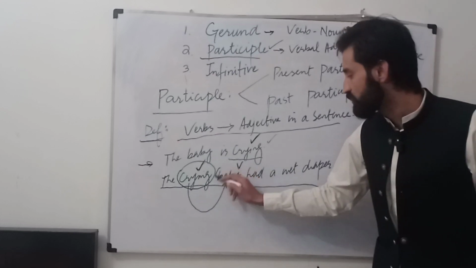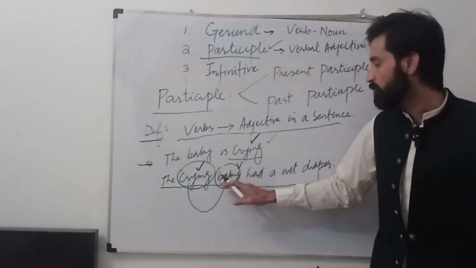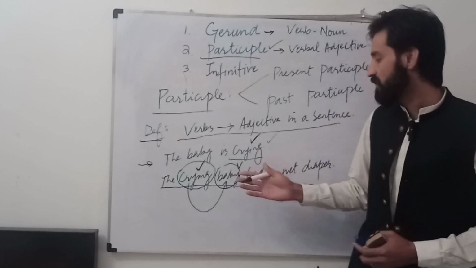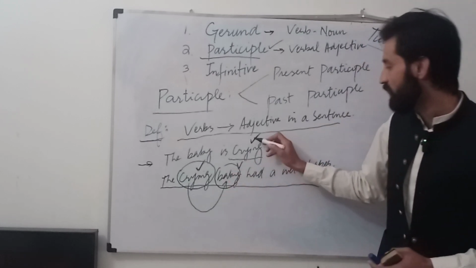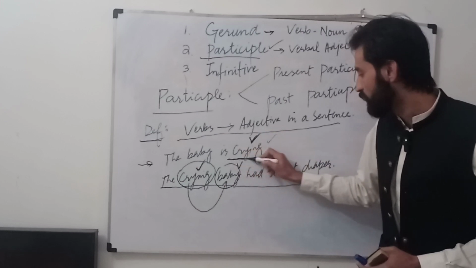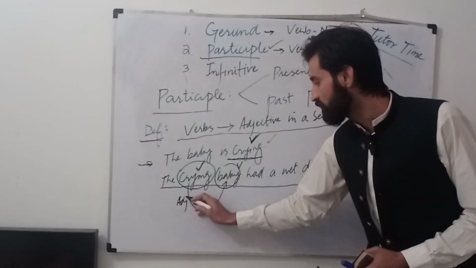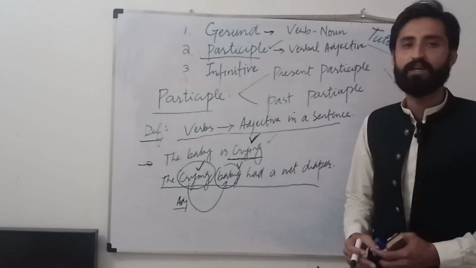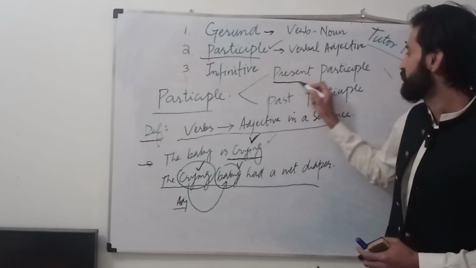So here, look, which type of baby? The crying baby. So crying is basically modifying or giving us extra information, and is specifying the word baby in this sentence. So simply we can say that usually a verb that is used as an adjective in a sentence is called a participle. Now we'll be trying to understand the present participle.